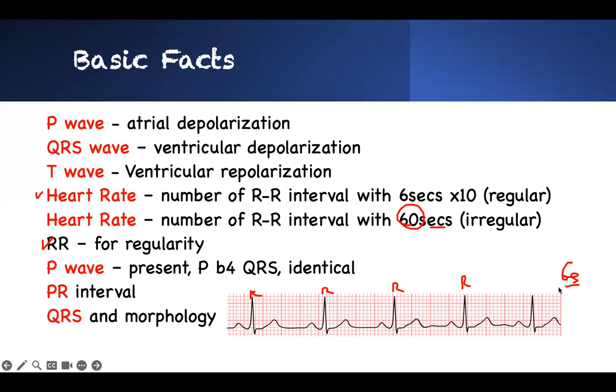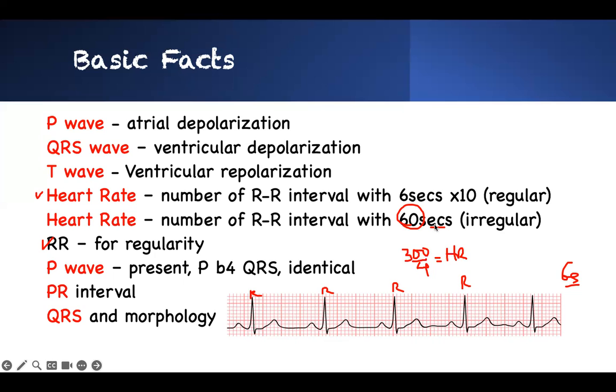If they don't tell you it's a 6 second rhythm, look at the RR. What are the lines between them? 1, 2, 3, and probably four. So there are four thick lines between them. You just divide 300 over the four, and that will give you the heart rate. So those are the things. If I tell you this is 6 seconds, just calculate the number of RR intervals and multiply by 10. Okay.